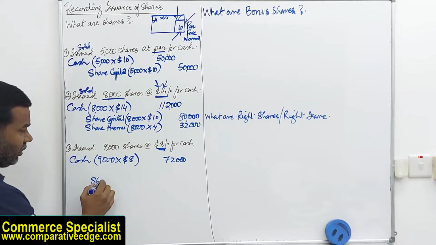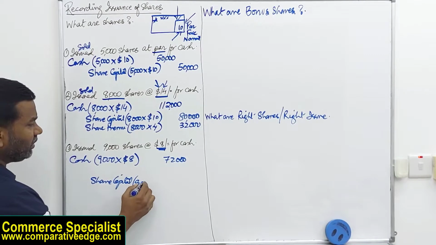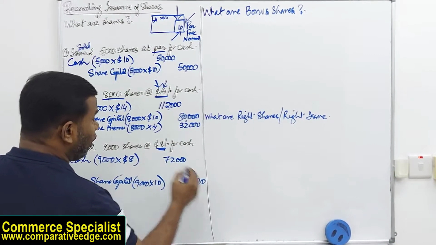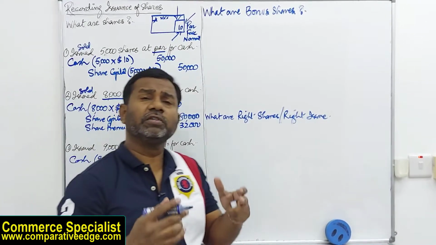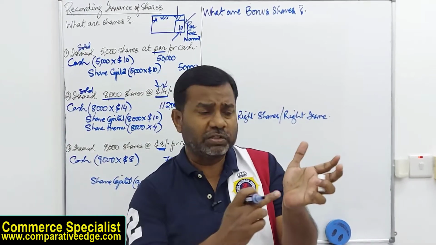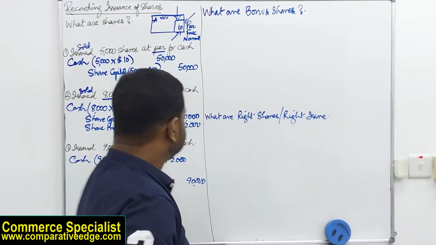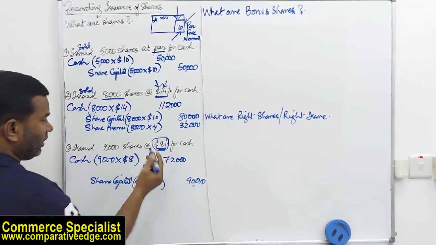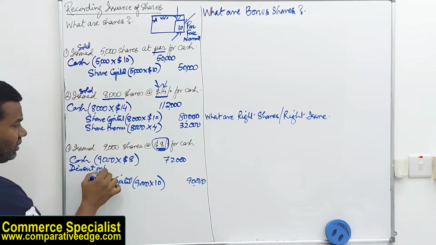Credit share capital, the golden rule. Share capital is always credited with the number of shares multiplied by par value, please. Now we understand that the par value is 10, but we are selling it for 8. There is a possibility the company is in dire need of money. So a share which has $10 written on the face of it, they're selling it at a discount, which is $8. So if the par value is 10 and you're selling it for 8, you're selling it at a discount, and a discount is always debited. Discount on shares.